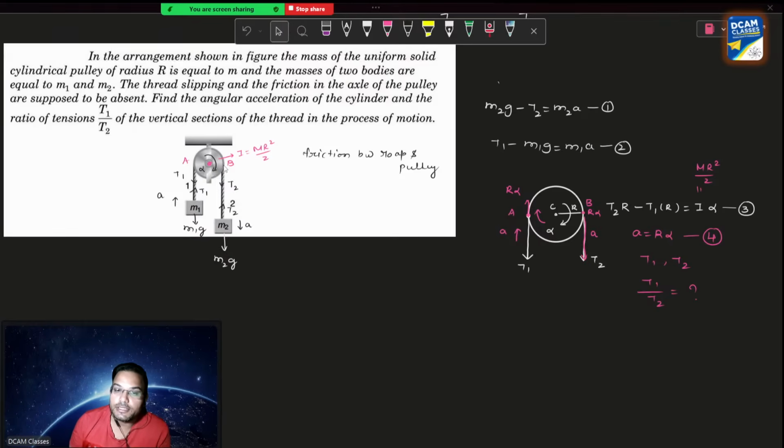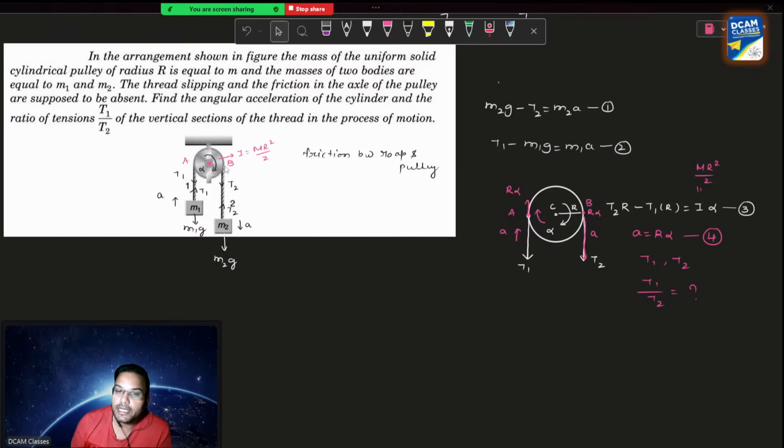Okay, we are considering only B. The point B on the string will also have the acceleration a downwards, but the point B also lies on the pulley. So if the pulley is rotating, the tangential acceleration at B will be a is equal to R alpha, because we have learnt in pure rotation the tangential acceleration a is equal to R alpha. Because the string and the pulley are not slipping on each other, they are moving with the same velocity, in the same direction. There is no slipping.